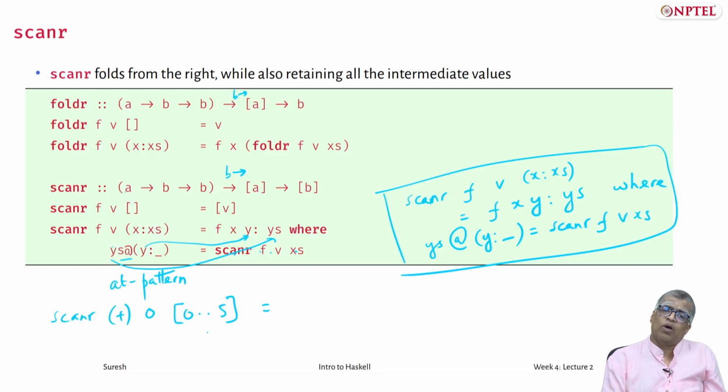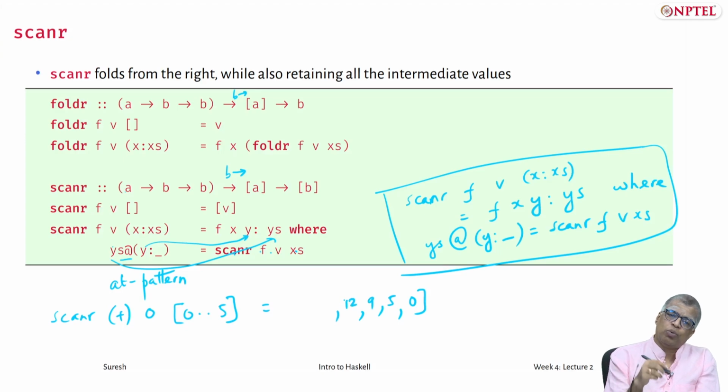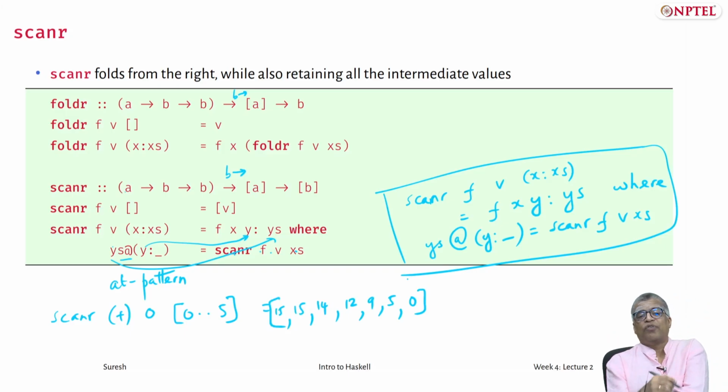but when I do scanr, I will always get a list of length 1 more, because corresponding to the empty list I will have a value 0, that will be at the end, and then it will be the last suffix, which is 5, and then it will be the value corresponding to the suffix 4, 5, which will be 9, and then the value corresponding to the suffix 3, 4, 5, which should be 12, then 2, 3, 4, 5, which should be 14, 1, 2, 3, 4, 5, which should be 15, and 0, 1, 2, 3, 4, 5, which should be 15. So this is the result I will get if I apply scanr plus 0 on 0 dot dot 5.